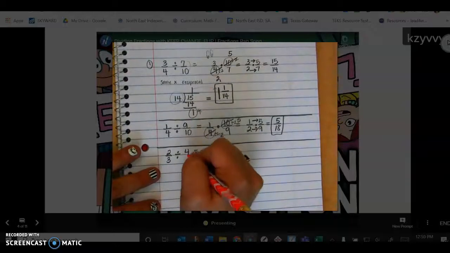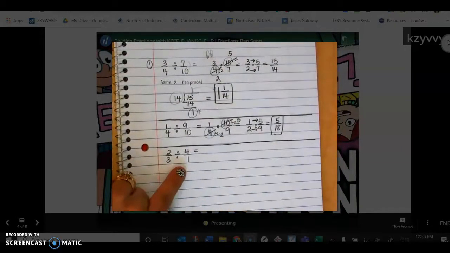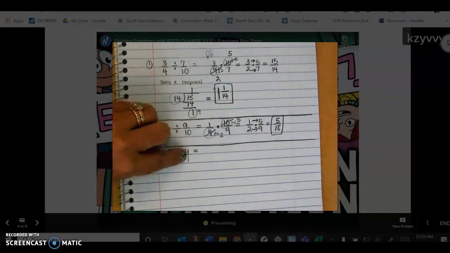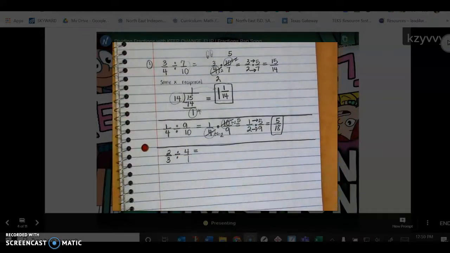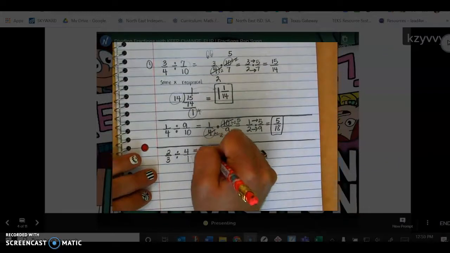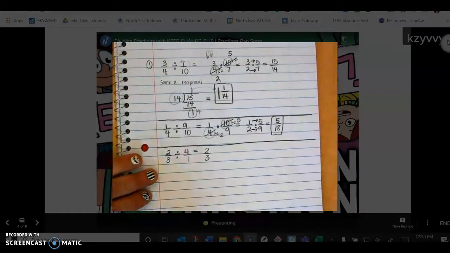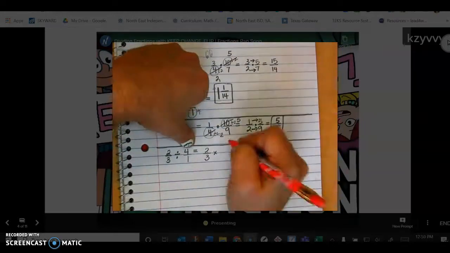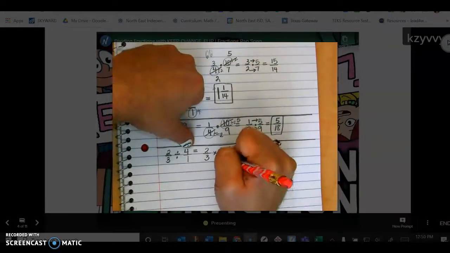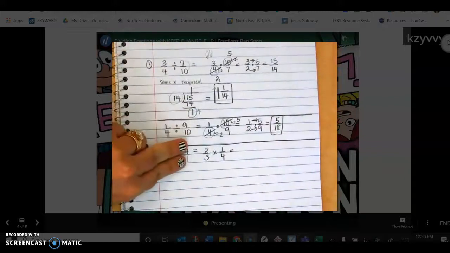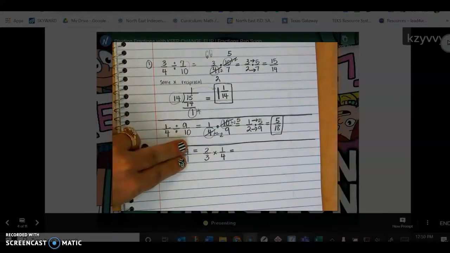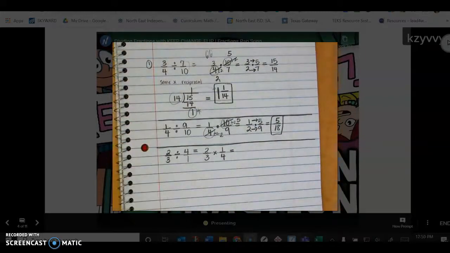So in this problem, the first thing I would do is add that 1, and make that whole number into a fraction by saying 4 divided by 1. Now I'm going to continue with keep this the same, change this to multiplication, it's a pattern, and give this the reciprocal. The reciprocal is simply when you exchange the numerator and the denominator, okay?